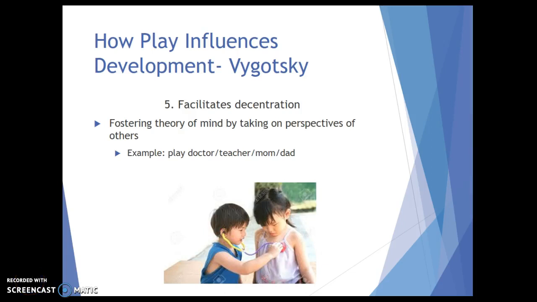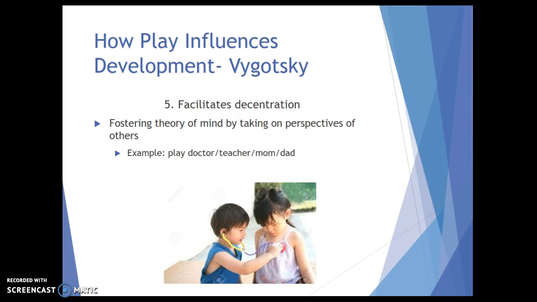Hi everyone, we're back for part two, and we left off by talking about how play, according to Vygotsky, can facilitate decentration. And in this example, it has to do with children focusing on one dimension of a person and putting themselves in somebody else's shoes. So they can kind of foster theory of mind by putting themselves in somebody else's shoes while doing pretend play.